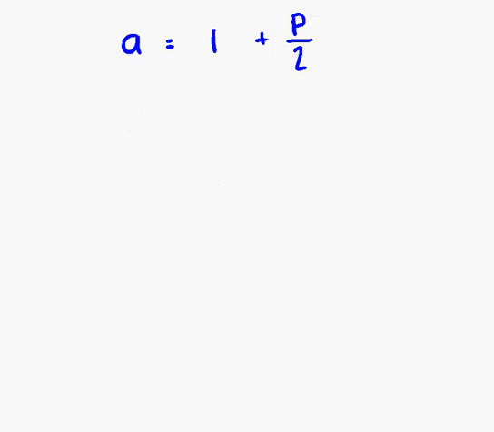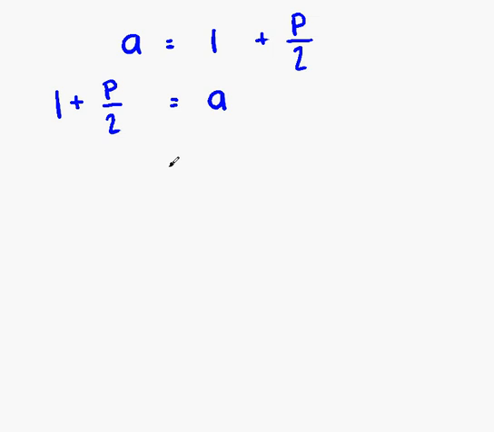This is example number 6. Our formula is A equals 1 plus P over 2. The subject of the formula is currently A. We want the subject of the formula to be P. The simplest thing to do first of all is to switch sides. So if A equals 1 plus P over 2, then 1 plus P over 2 is equal to A. Now we have P on the left hand side, that's where we want it to end up.